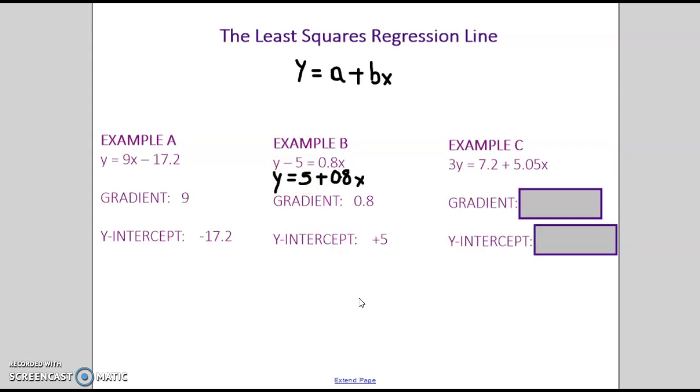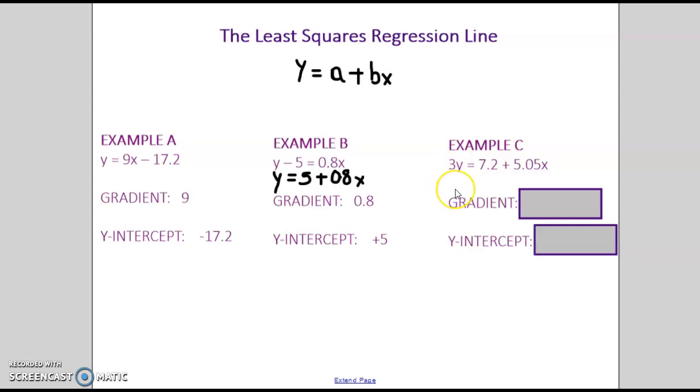Okay, example C. So hopefully with example C, straight away you can spot the difference here, and that is that this is 3y equals 7.2 plus 0.5x. So rather than y, I've got 3y. That means that I can't use these values 7.2 and 0.5 because they are 3 times too big. However, the equation is written nicely like this here, so I can see that it is written out in the correct form. I just need to get rid of that 3.